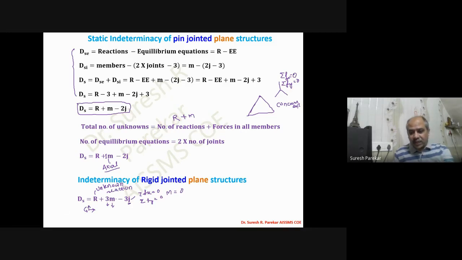And if we go by the formula, ds equals dse plus dsi. We have calculated dse as reactions minus equilibrium equations minus number of hinges, and dsi we have 3c. From this I will get ds equal to R plus 3c minus equilibrium equations minus hinges. For this we have to count the number of cuts. And likewise, by using both formulas, we are going to get the same answer.